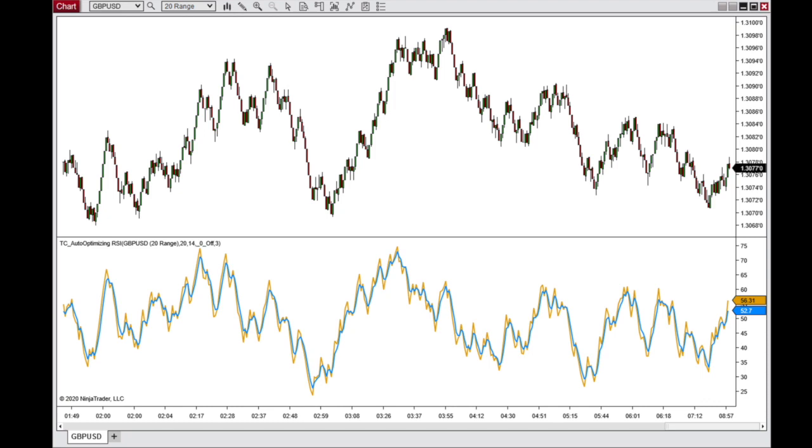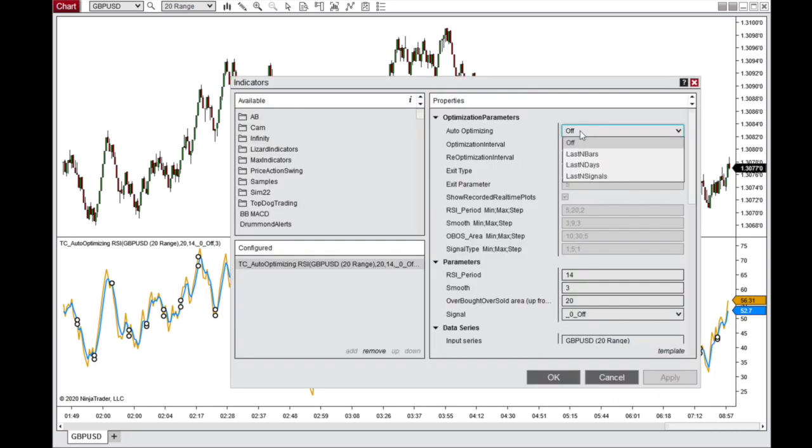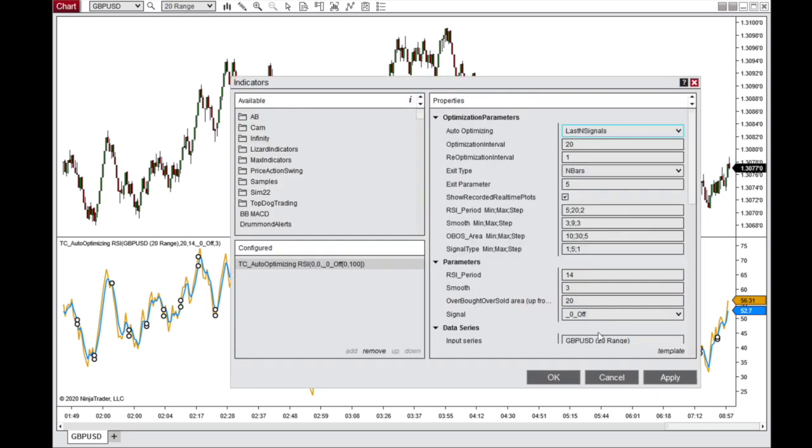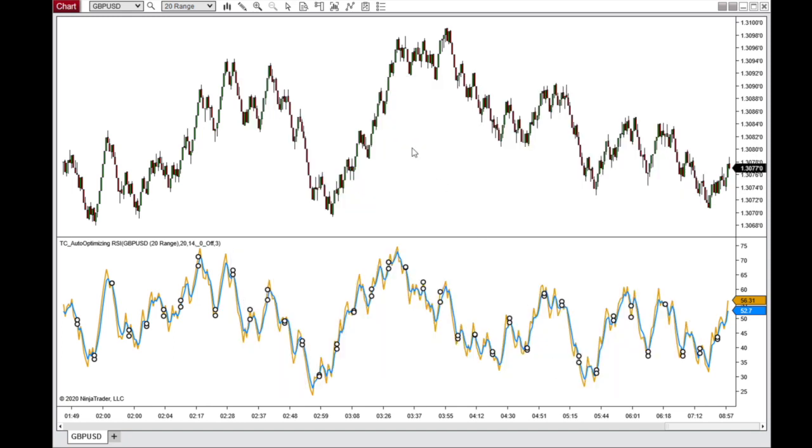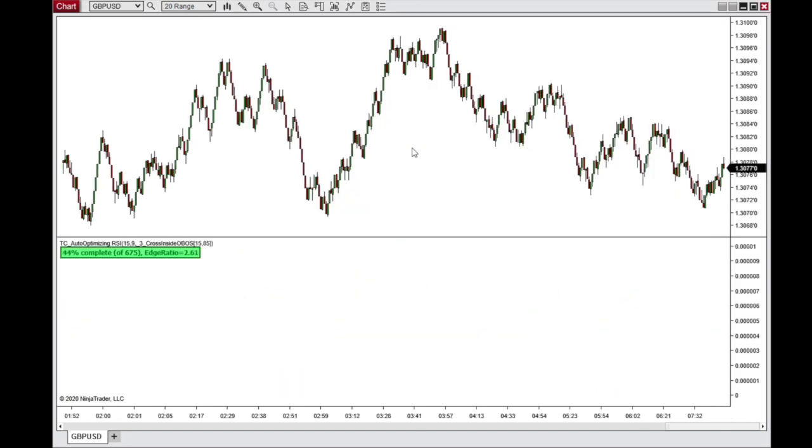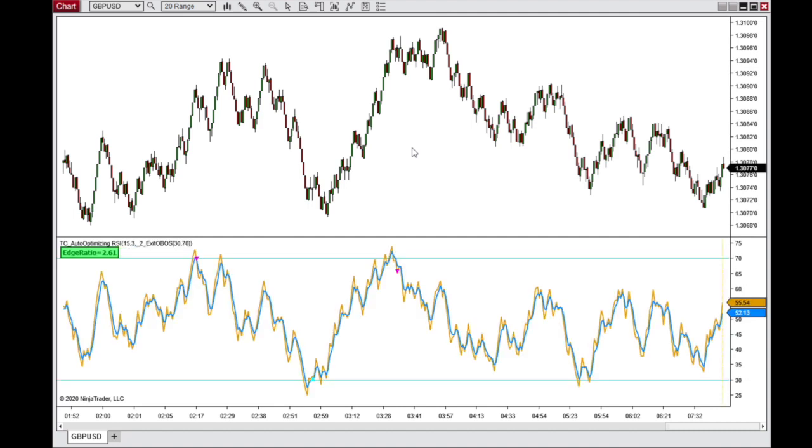Let's try a different chart. GBP USD Forex 20 range chart. Let's see what the auto-optimizing RSI can do on this. So same settings, last 20 signals, and we'll set it going. Well, 2.61, that's much better. So over 2.5 times more favorable excursion than adverse excursion over the last 20 signals, and you can see them here as the little triangles.